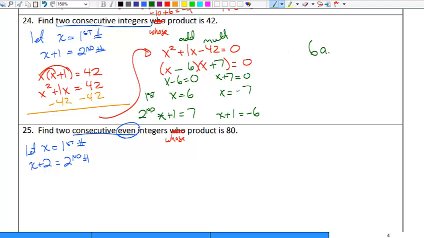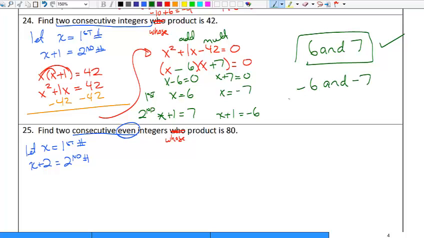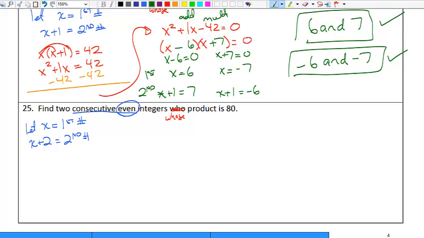So 6 and 7 are consecutive integers. If I multiply 6 times 7, it gets me 42. Negative 6 and negative 7 are consecutive integers. They're back to back, and they multiply to positive 42. Okay, good. One more. I already have my consecutive even integers, which are x and x plus 2.